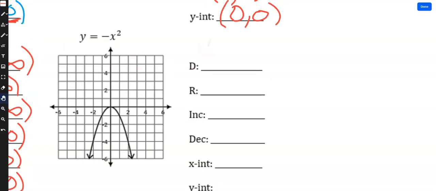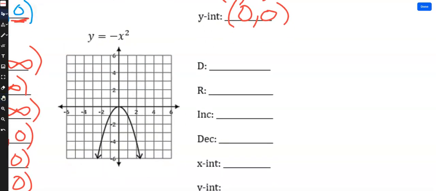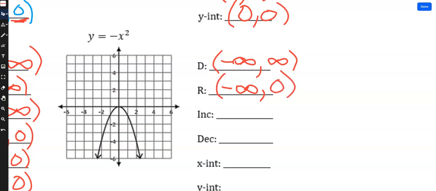Okay, so what happens if it's upside down? We got negative infinity to infinity. Range this time, remember, we always go smallest on the left, largest on the right. You are going to lose credit if you put 0 to negative infinity. Always smallest on the left, largest on the right. Okay, please, please write your intervals that way.